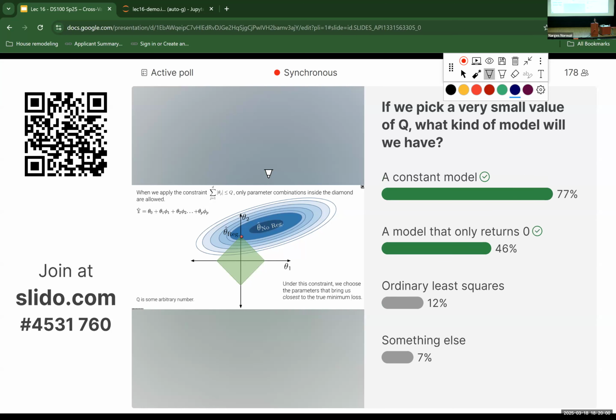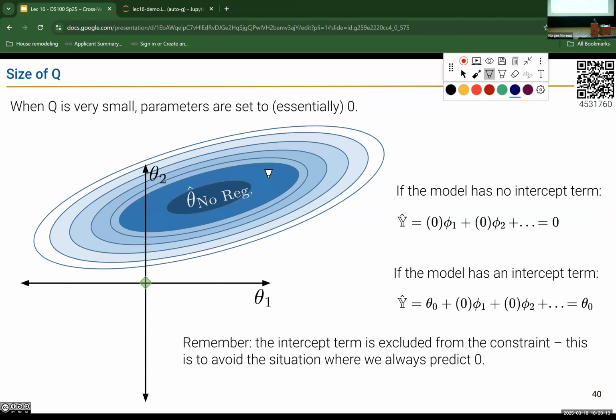In this case, 2 options are correct. It can either be a constant model if you have the bias term, or a model that returns 0 if you don't have a bias term. The reason is that if we have a bias term, when all of the other parameters are equal to 0, everything else is zeroed out. So the model is going to be a constant model, always predicting theta 0. If we don't have theta 0, it's always going to predict 0.